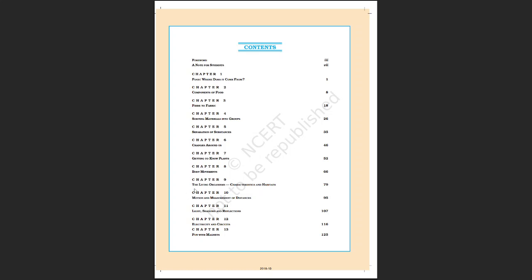Then the next chapter is Living Organisms, Characteristics and Habitats. In this we will study the different kinds of organisms living in different kinds of environments. For example, polar bears live in polar areas where ice caps are present, or camels live in desert areas, etc., and their habitat, their body structure, and their adaptations according to their environment.